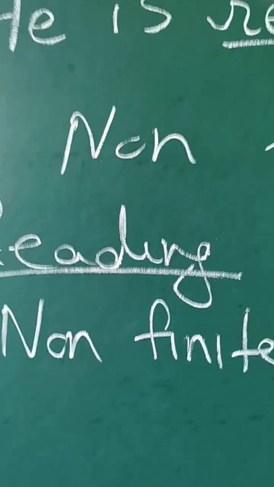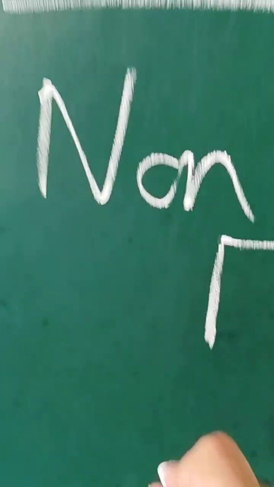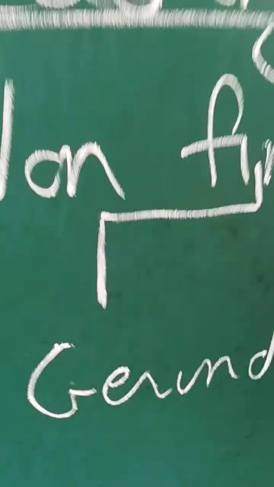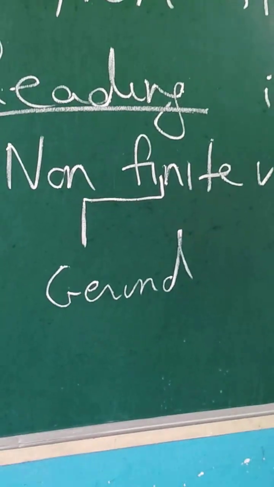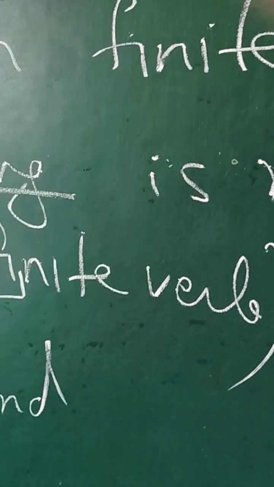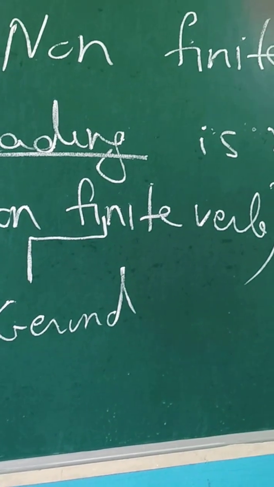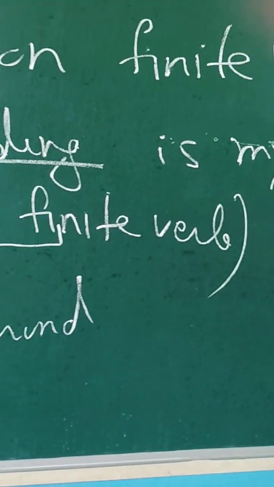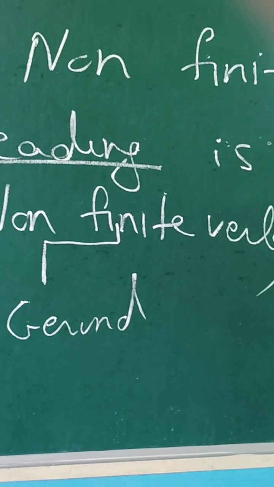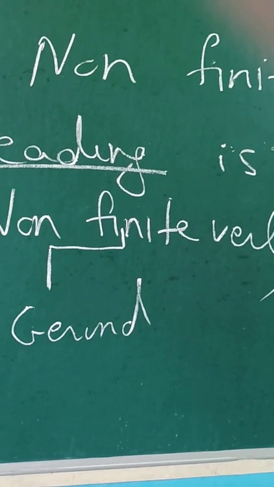So non-finite verbs, you can see here, are of three types. First is gerund. This is a gerund because when a verb is acting not as a verb but as a noun, it is called a gerund. You can note down the definition of gerund, that the verb when it is acting as a noun is called a non-finite verb, and that verb is called gerund. So this is gerund. Okay.